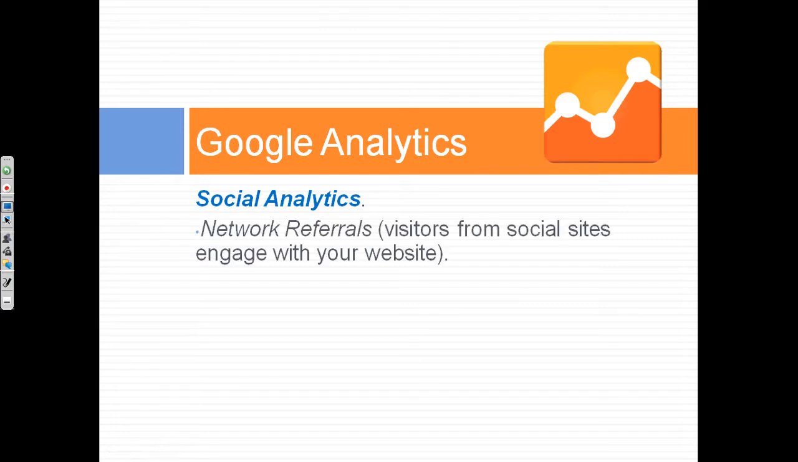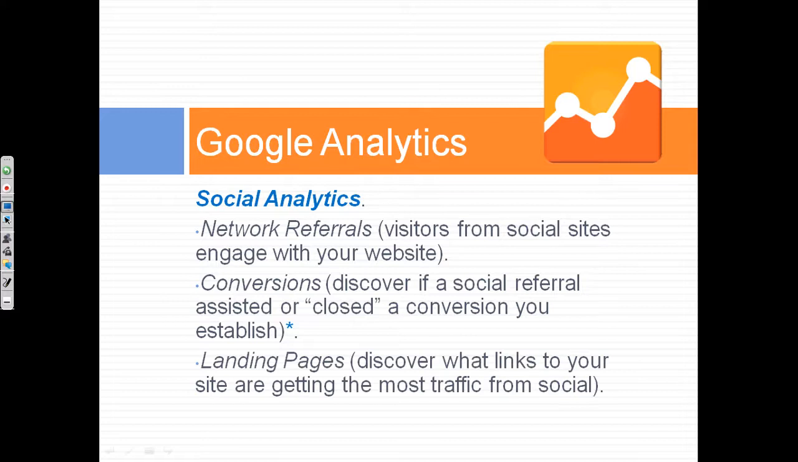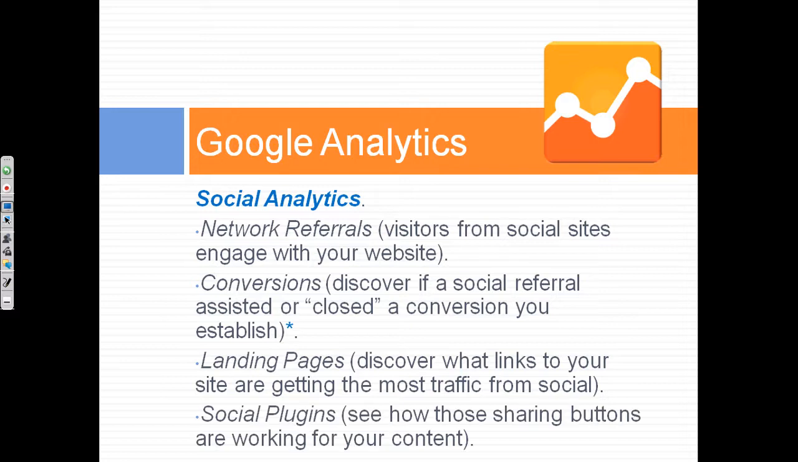So in Google Analytics, you have social analytics that you can look at. You have network referrals, which give you the visitors from social sites that engage with your website. You can look at conversions. You can discover if a social referral assisted or closed a conversion that you establish, and that's a goal that you define. Landing pages, you can discover what links to your site are getting the most traffic from social. And social plugins, see how those sharing buttons are working for your content.